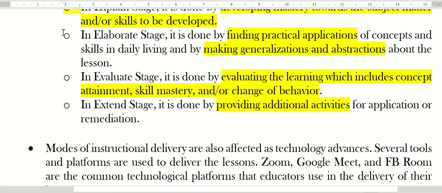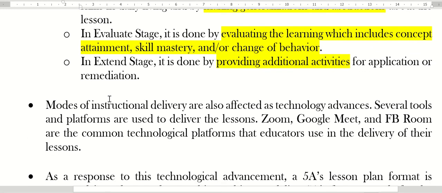Now, modes of instructional delivery are also affected as technology advances. Several tools and platforms are used to deliver lessons. We have Zoom, Google Meet, and FB Room. These are the most common platforms that the teacher uses in their instructional delivery.